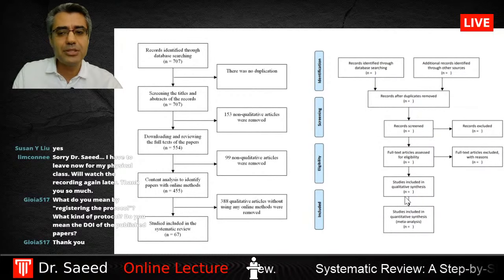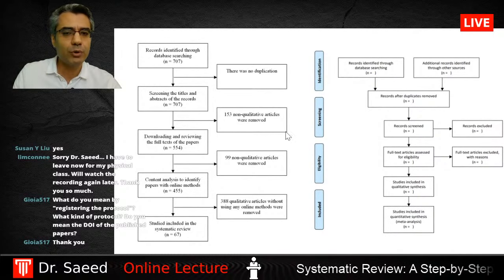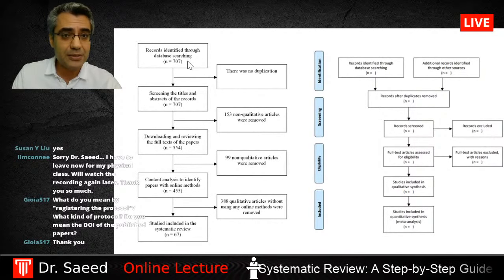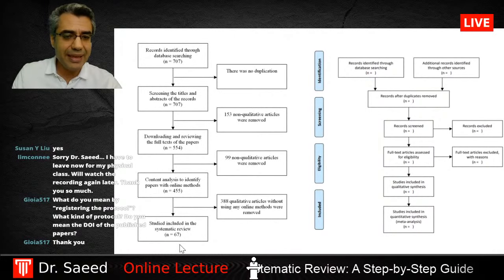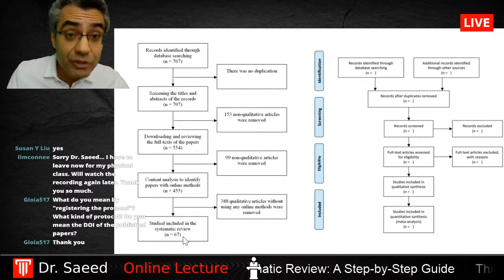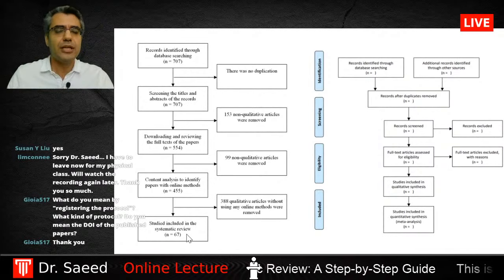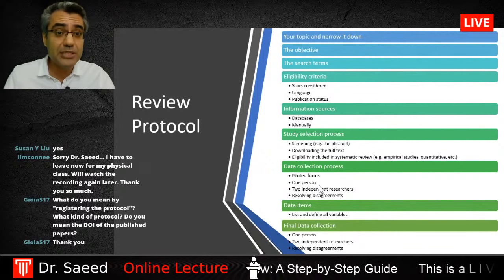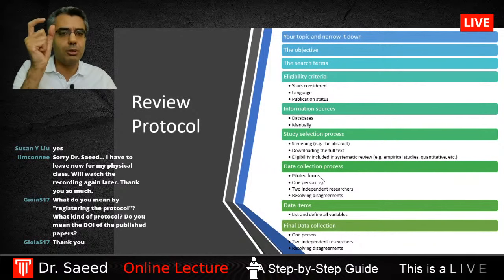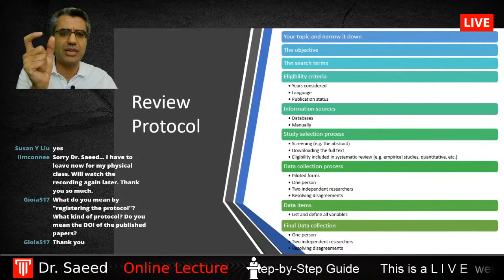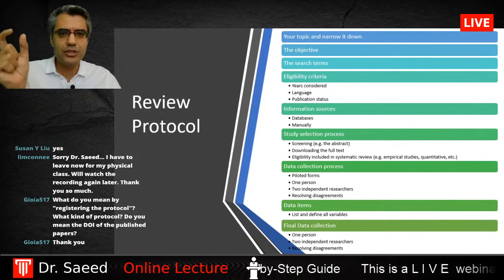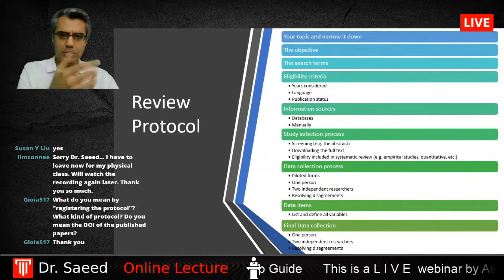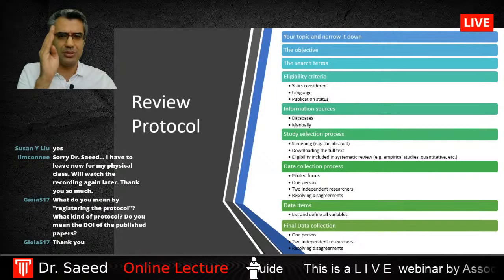Then how many papers are left? You report it here. For example, on the left side, I found 707 papers by searching the search terms. At the end, I reviewed 67 papers. Then you decide what you want to extract from these papers. For example, the context, which country it was conducted in, objectives, sample size, method, results. You decide about these.